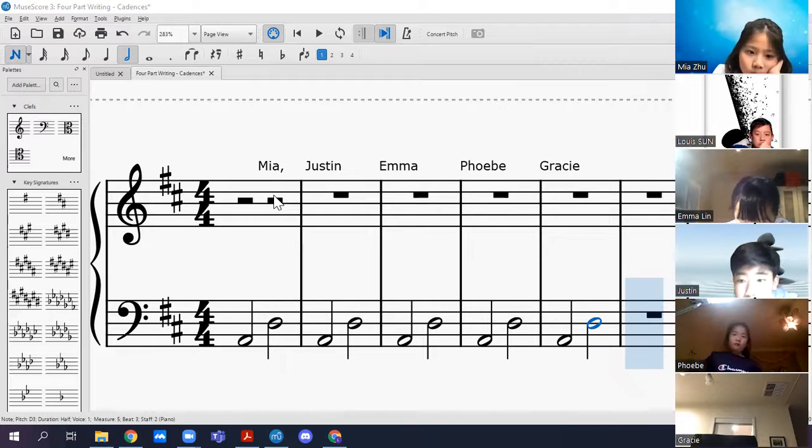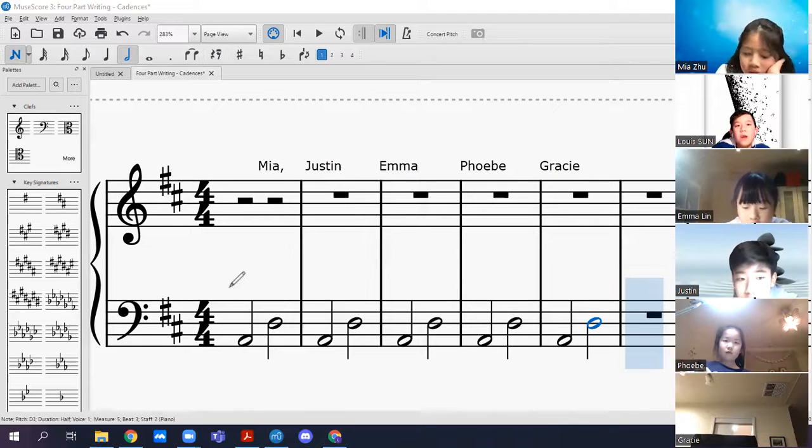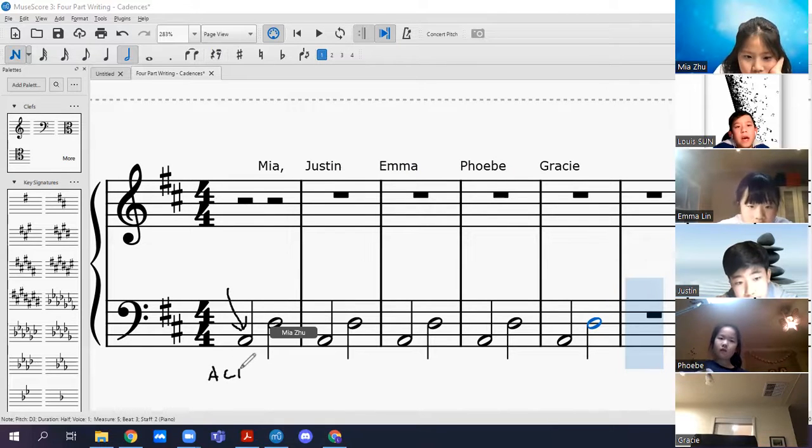So is the one that's lower the tonic or the dominant note? If you think about it, the dominant triad of D major is A, C-sharp, E, A, right? And the tonic triad of D major is D, F-sharp, A, D. So those are your four notes.